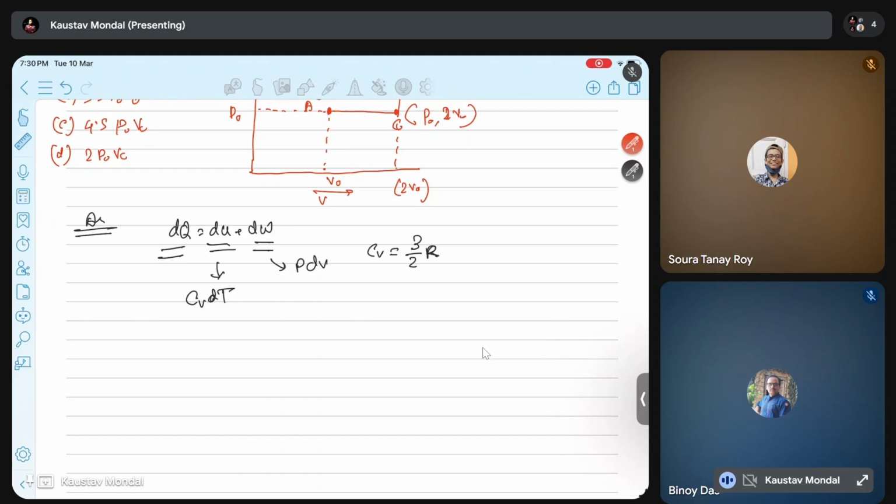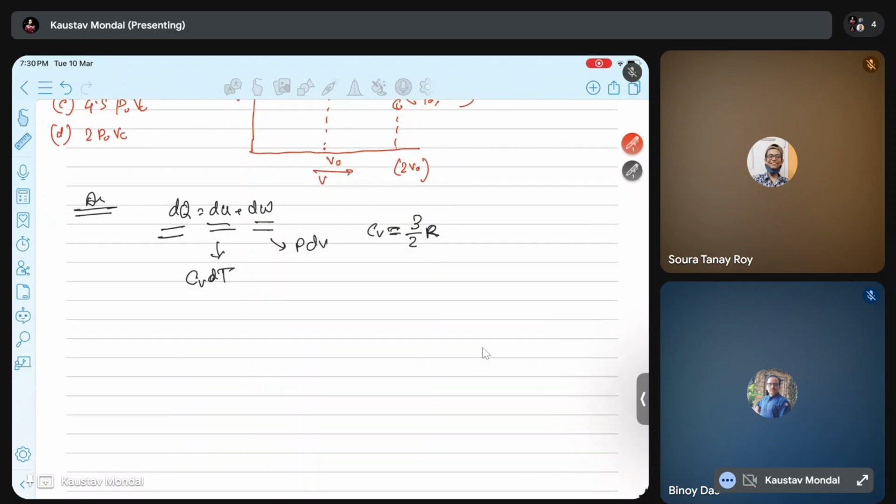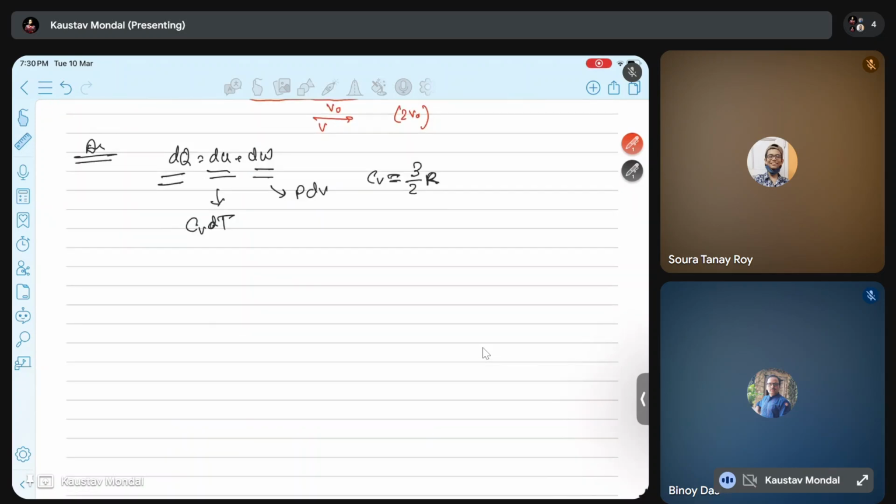For the case of a monoatomic gas, the values of specific heat that we have discussed in the first or second class maybe. So this is the value of CV. Now for diatomic it was 5 by 2, something like that. So for monoatomic it's 3 by 2. Now from the degrees of freedom and all, we have calculated it.